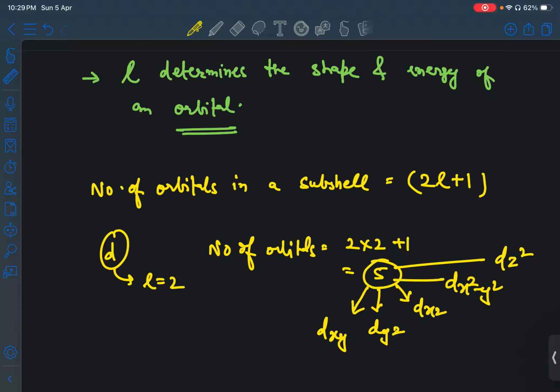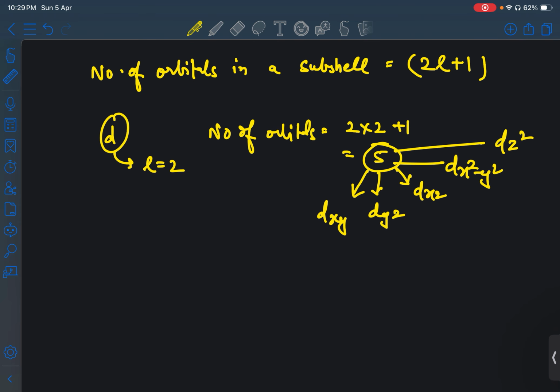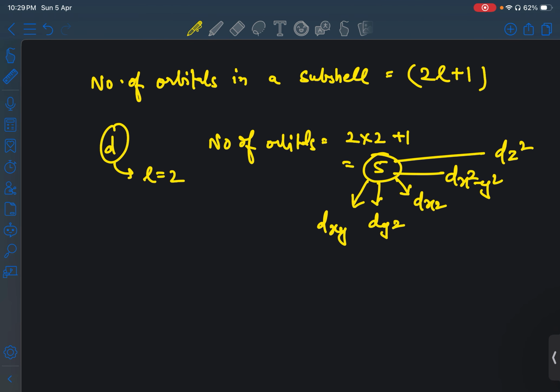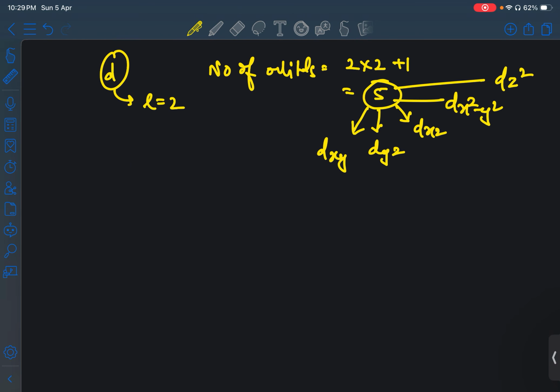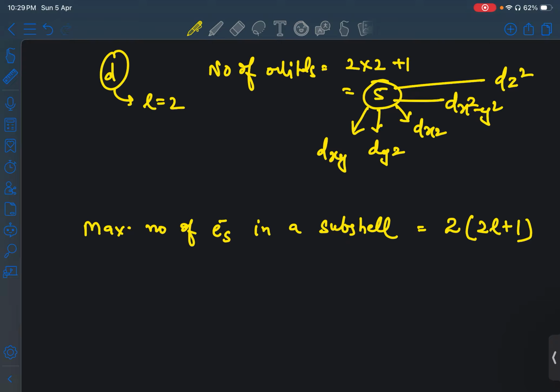Now, accordingly, we can also calculate the maximum number of electrons as well. And it's very simple, just twice the number of orbitals, because every orbital contains a maximum of 2 electrons, right? So the maximum number of electrons in a subshell is equal to 2 times 2L plus 1. So this is how we can calculate the maximum number of electrons in a subshell as well.